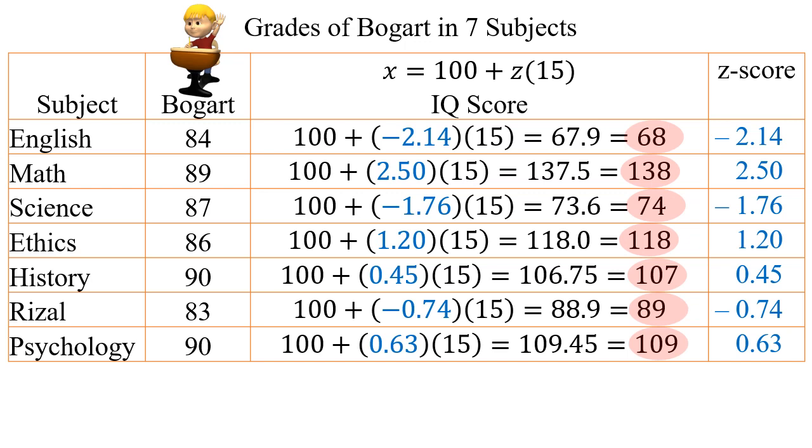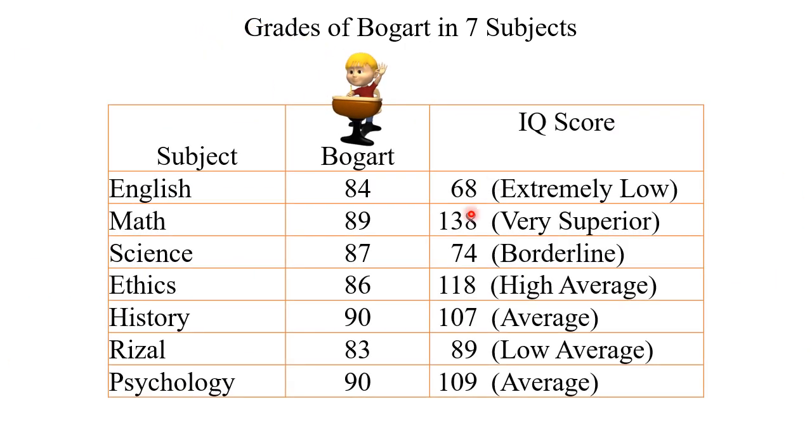If you are going to rewrite them, we now see that in terms of IQ, because we were able to convert them into a standardized score, his math grade of 89 when converted to IQ is 138, and that is very superior. You could just imagine, class. While his grade of 84 in English when converted into an IQ score is only 68, which is extremely low. So he is really low in English, class, and very high in math. So these are the converted IQ scores, class.